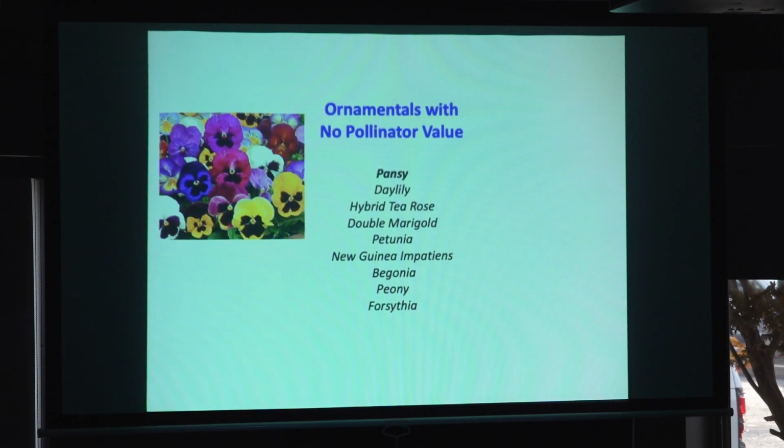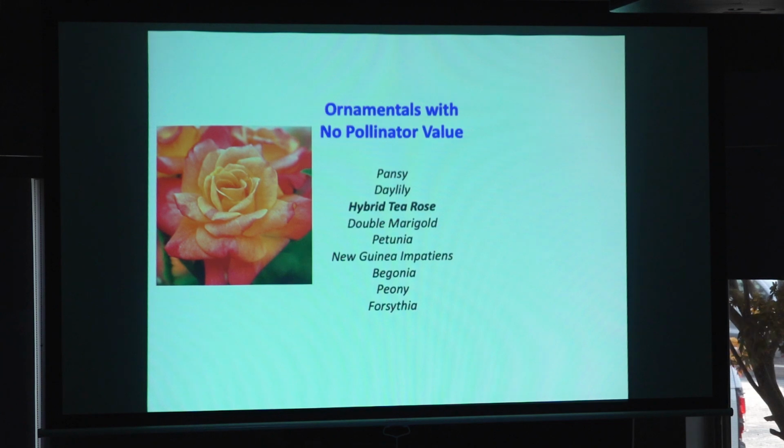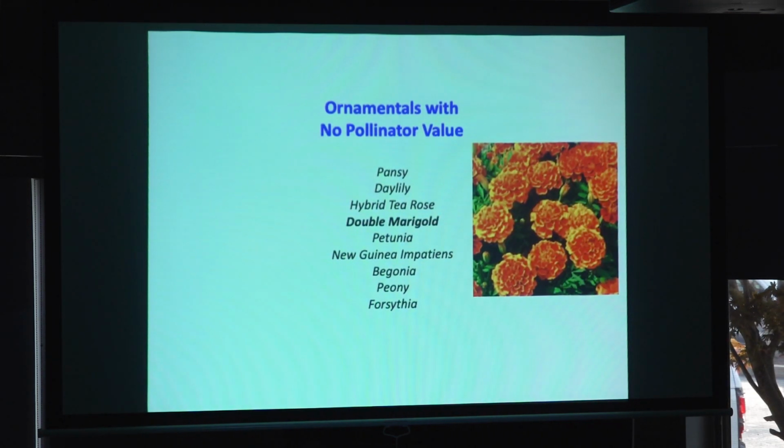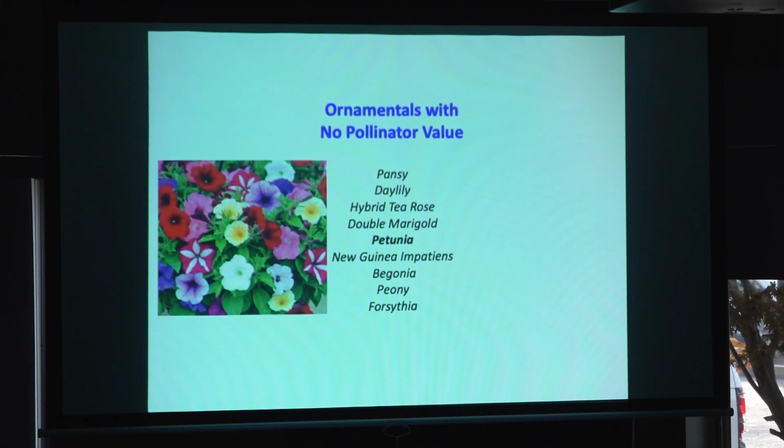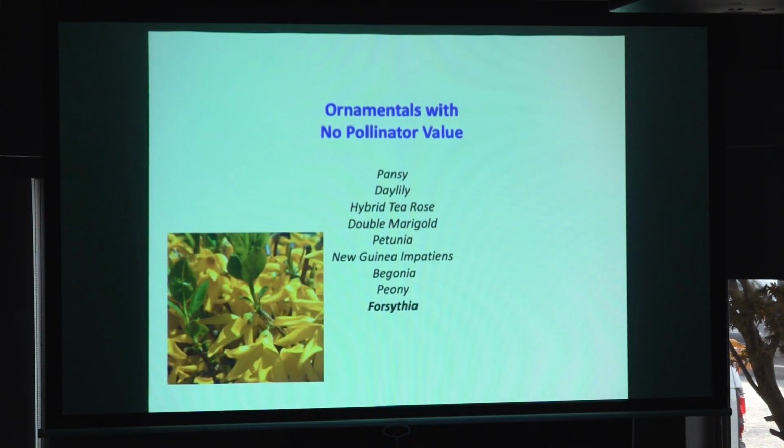For example, here are ornamental plants that have basically no pollinator value. And we see them a lot in our landscaping. And sure, they're pretty, but they're really just eye candy. They give something to us, but they don't give anything to pollinators. They just are fun to look at. Daylily, we have way too much daylily. Hybrid tea rose, there's nothing there for pollinators. There's just a bunch of petals, right? Same thing for double marigold and petunia, New Guinea impatiens, begonia, peony, right? Forsythia. These plants have no value to pollinators whatsoever.